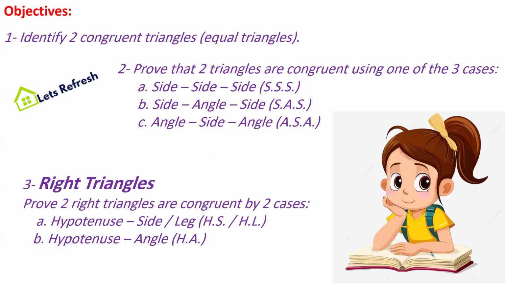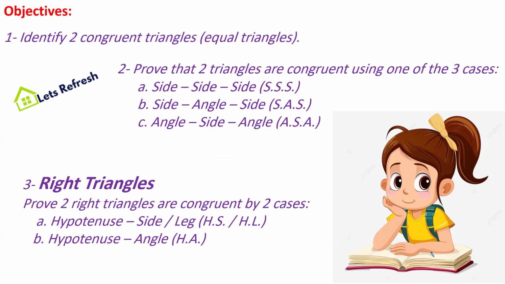So last year, the three cases that we studied together were proving two congruent triangles by side, side, side, or SSS, side angle side, or SAS, angle side angle, or ASA. But during this year in grade 8, we are only talking about cases that can be applied in right triangles, triangles having a right angle in them.